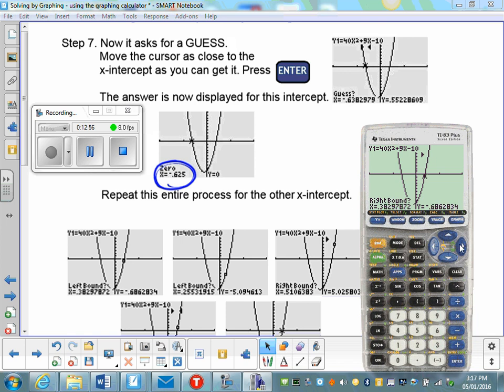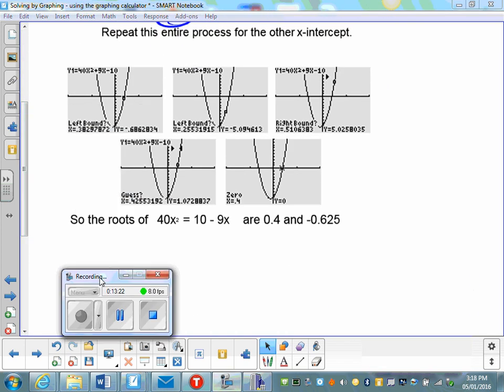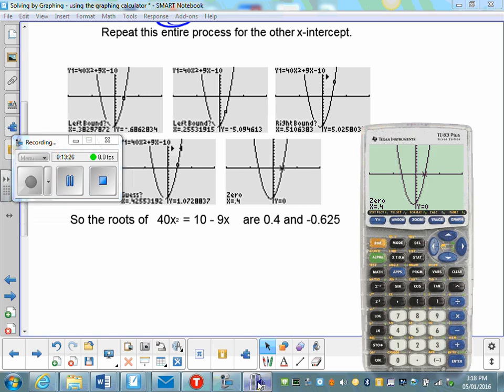And then I need to move to the right of that point, so I'll move a couple past it to the right, and I'll hit enter. And now it's asking for the guess. So I'm going to go close to where that point is, and I'm going to hit enter, and I get 0.4 for that one. So if I call up the calculator there again, you can see I get 0.4 just like I did here.